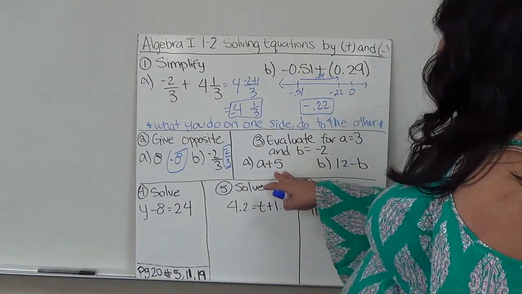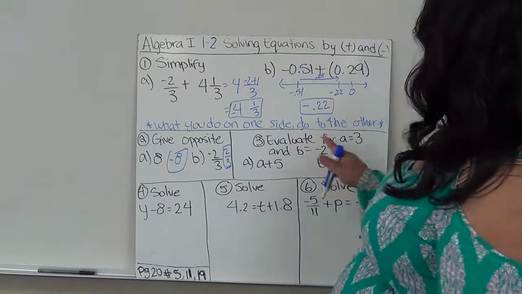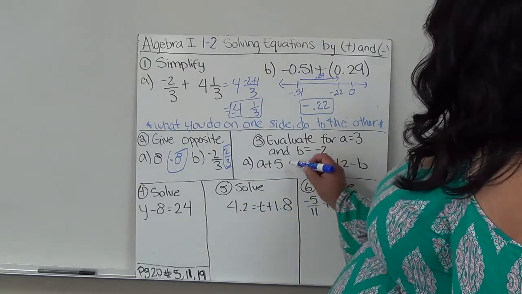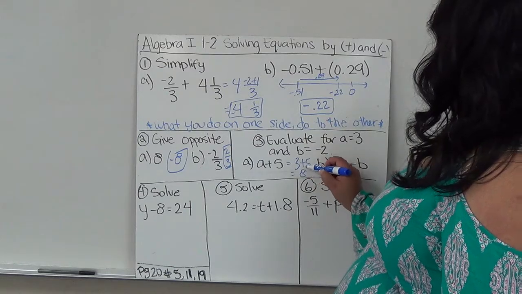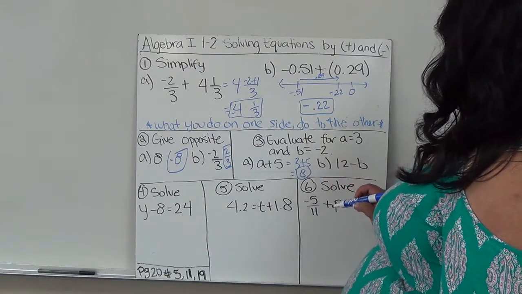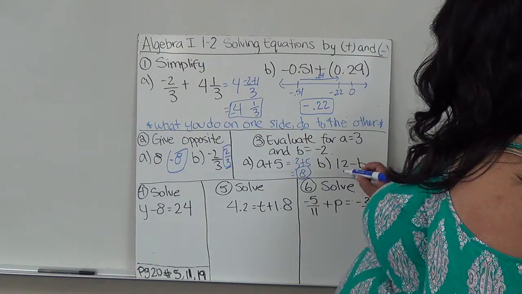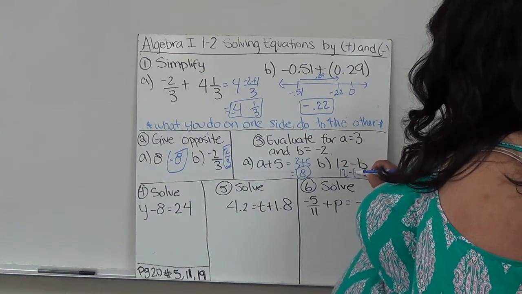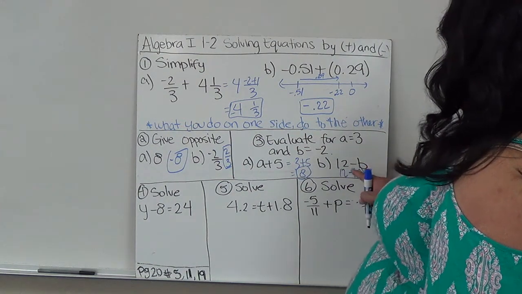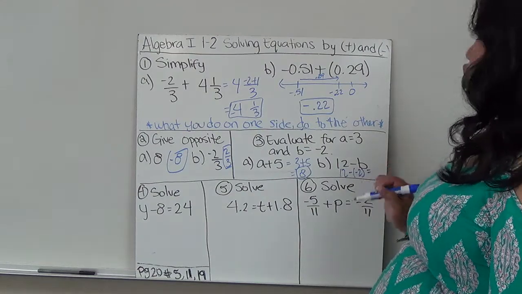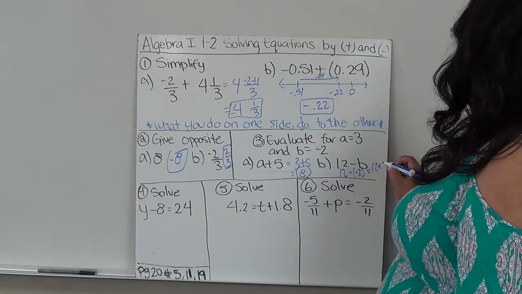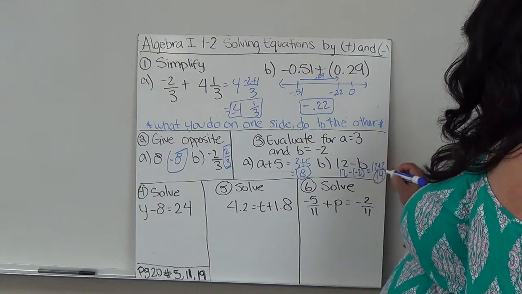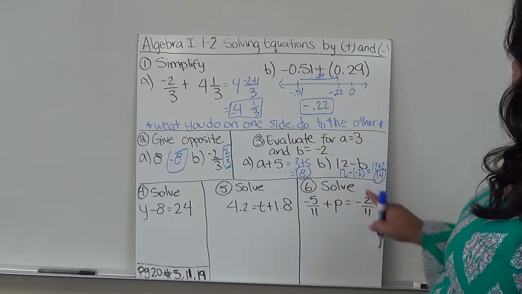So, this is similar to what we did in the last section. We're just going to plug in. If A is 3, we're going to do 3 plus 5. This gives us 8. Okay? And B is negative 2, so 12 minus negative 2. When you have two negatives put together, that's positive. So we have 12 plus 2, which gives us 14. Right? That's an important one.